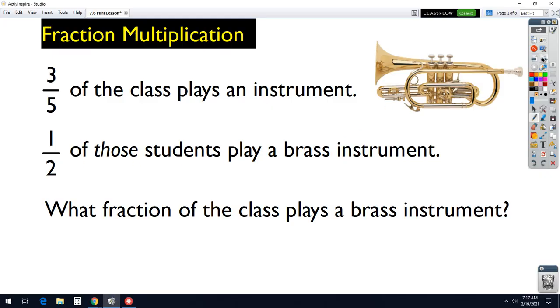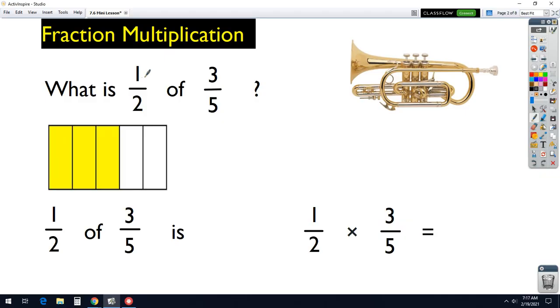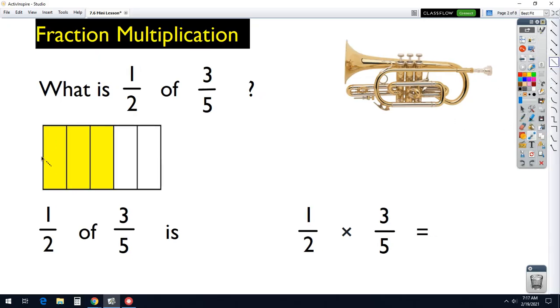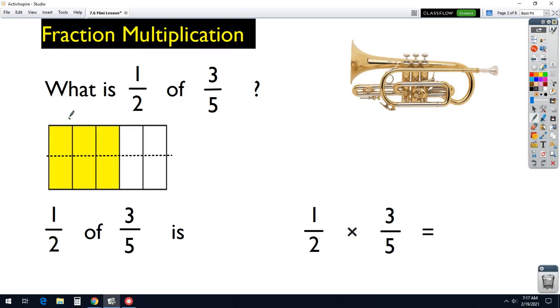So let's see what that would look like visually. We're looking for half of 3/5. So if this whole big rectangle was the entire class, these 3 out of 5 yellow bars would be the 3/5 who play an instrument. But we aren't looking for all those kids. We're only looking for half of that amount. So if I take that amount and I literally split it in half, this top half of those 3/5 would be playing brass instruments. Well, what is that?